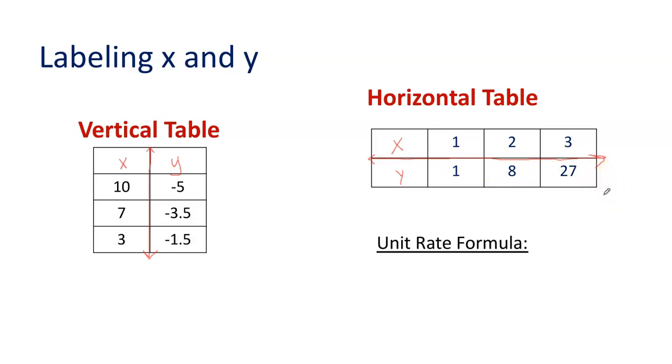Now, this can be confusing for students because the unit rate formula is exactly opposite of that. Look up here in the horizontal table. X is at the top, but in the formula, the x is in the denominator. In the horizontal table, the y is at the bottom, but in the unit rate formula, the y is at the top in the numerator. So you have to pay careful attention, especially when you're working with a horizontal table, because the unit rate formula is perfectly opposite of where the values are in the table.